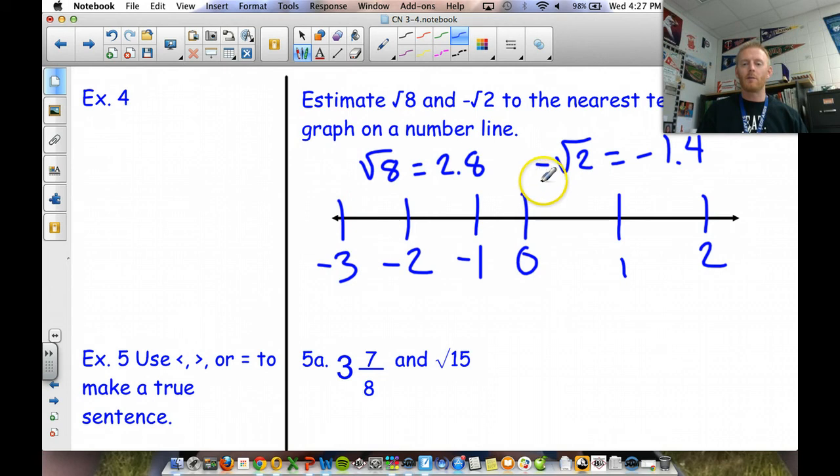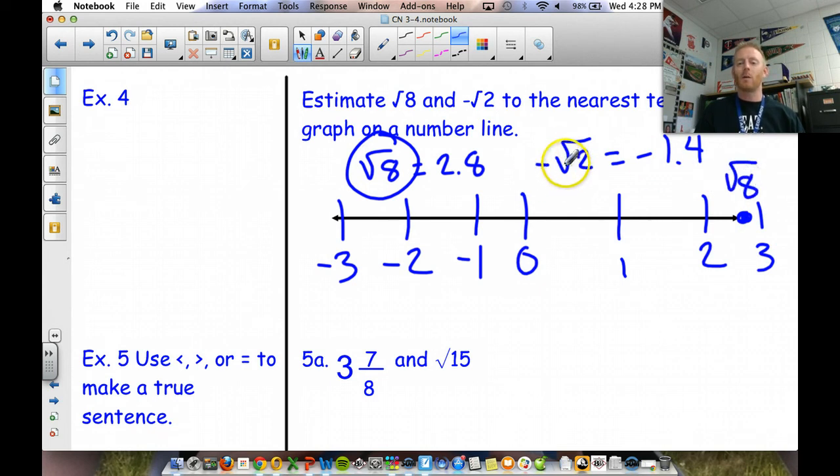The square root of 8 is 2.8. I should have a 3 over here too. It's going to be right here, closer to the 3, but in between 2 and 3. So the square root of 8 falls in that category. A negative square root of 2 is a negative 1.4, almost halfway over here, so a negative square root of 2. So it's important that we can use our calculators if you guys need assistance with that. Remember, we showed you yesterday how to do those things.